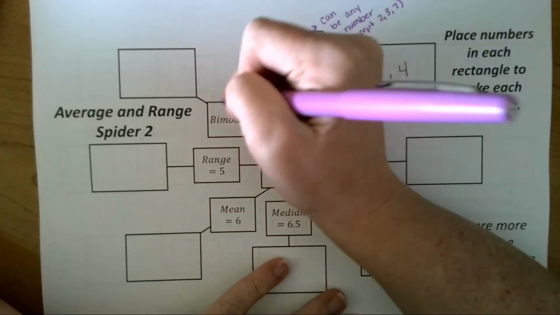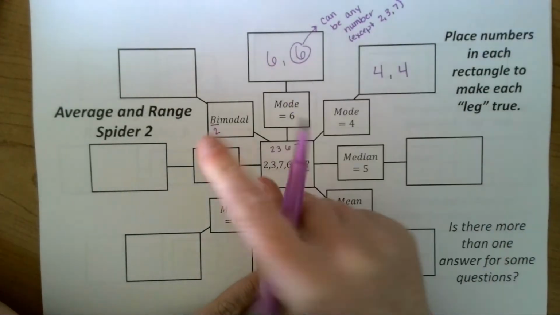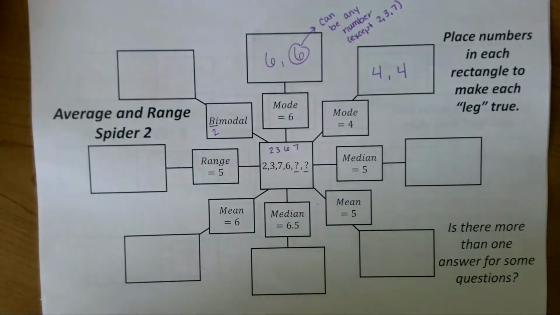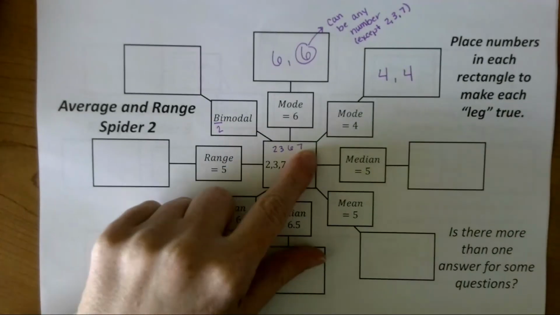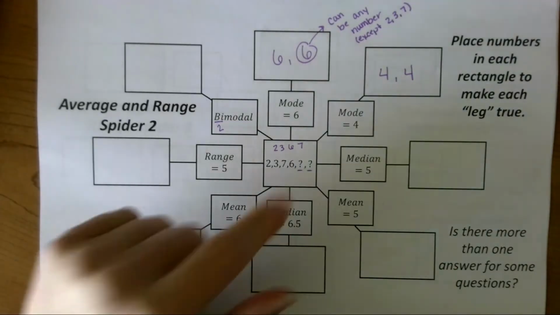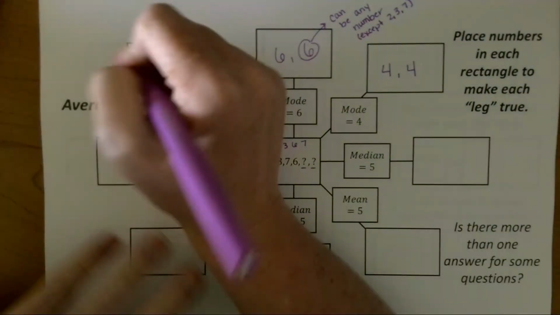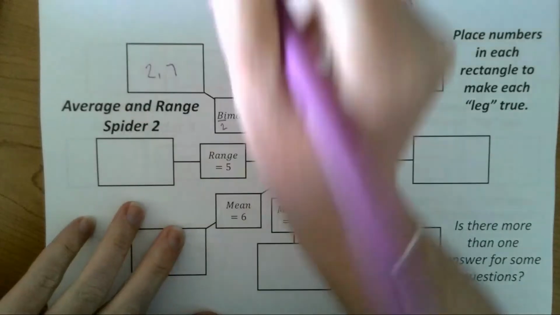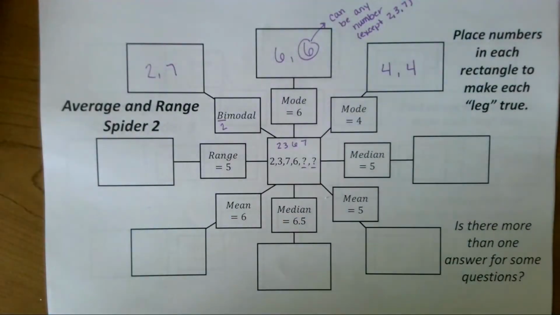Bimodal means that there are, bi means 2. So bimodal means that there would be 2 modes. So if I want there to be 2 modes, basically what I would have to do is make sure I have 2 sets of the same number. So I could do, if I want my mode to be 2, I could have another 2 in there. And then I could do a 7. And so now my modes would be 2 and 7. Okay, so that takes care of all the modes.